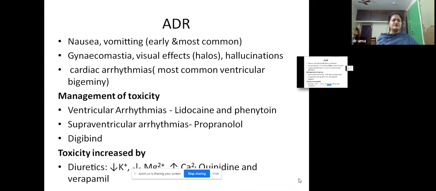So how do you treat the toxicities? For ventricular arrhythmias, it is lignocaine and phenytoin. For supraventricular arrhythmias, it is propranolol and digibind. These are used for the treatment of toxicity. And the toxicity is increased by diuretics, which decrease the potassium and magnesium levels and increase the calcium levels. And quinidine and verapamil enhance the toxicity of digoxin.